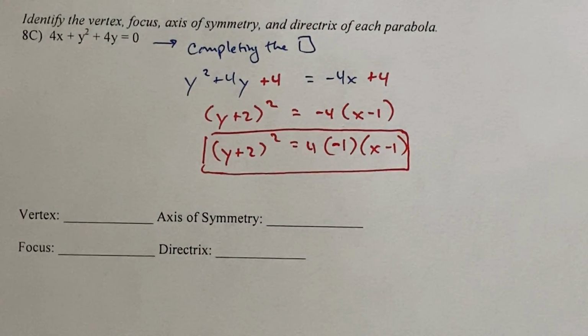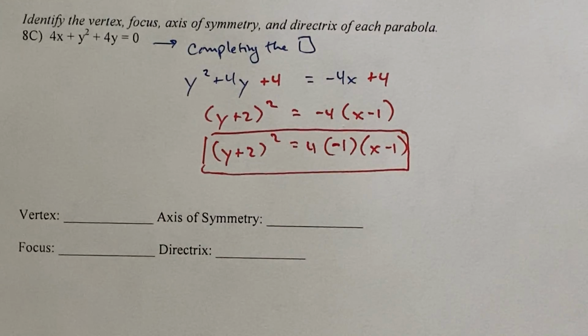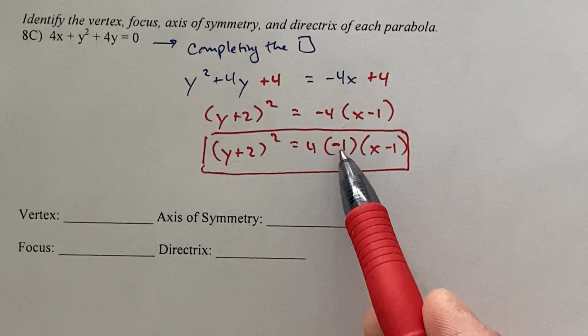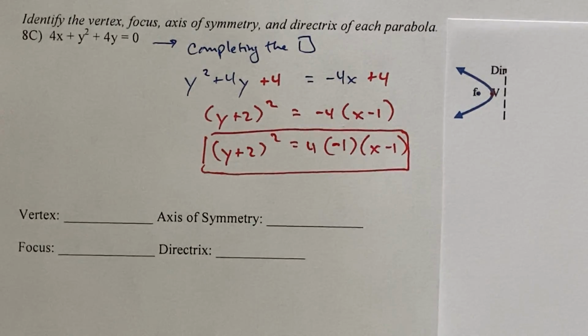Once I have this, it becomes exactly like what I did before. So again, I have to recognize what type of parabola I have. Since it's y squared, it's going to be Algebra 2, either opening left or right. Since this is negative, it must be opening to the left. So this is what I'm visualizing.